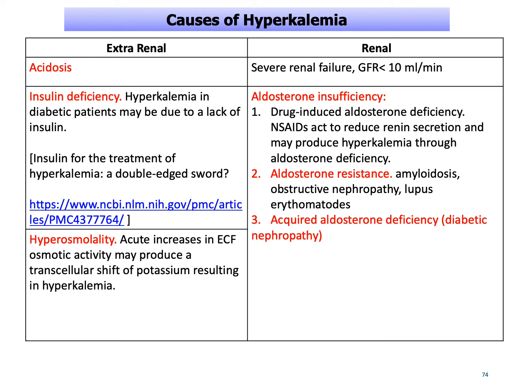Under extrarenal causes, number 1, acidosis. As I mentioned earlier, acidosis will lead to increase in hydrogen ion concentration. Therefore, hydrogen ion moves into the cells in the body with a corresponding movement of potassium in the opposite direction, leading to hyperkalemia. Number 2 is insulin deficiency. Now, insulin shifts potassium into cells by stimulating the activity of sodium hydrogen antiporter on the cell membrane, promoting the entry of sodium into cells. Now, this will lead to the activation of sodium potassium ATPase, causing an electrogenic influx of potassium.